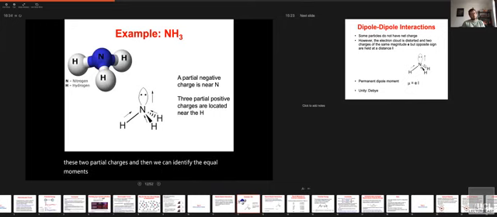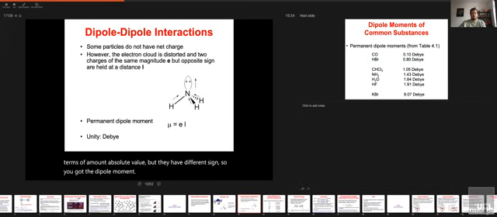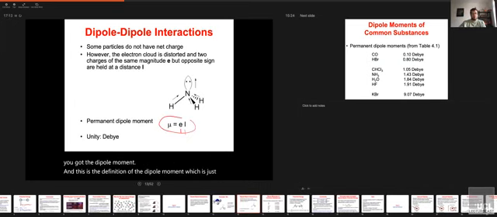One example is ammonia, where the nitrogen is grabbing the electrons away from those hydrogen atoms. So the nitrogen ends up being a little bit negatively charged. The hydrogens are going to be a little bit positively charged. So you got a partial charge in the hydrogens, a partial charge in the nitrogen. The two partial charges are equal in terms of absolute value, but they have different sign. So you got the dipole moment. And this is the definition of the dipole moment, which is just the product of the partial charge times the distance between them, and the unit is the debye.